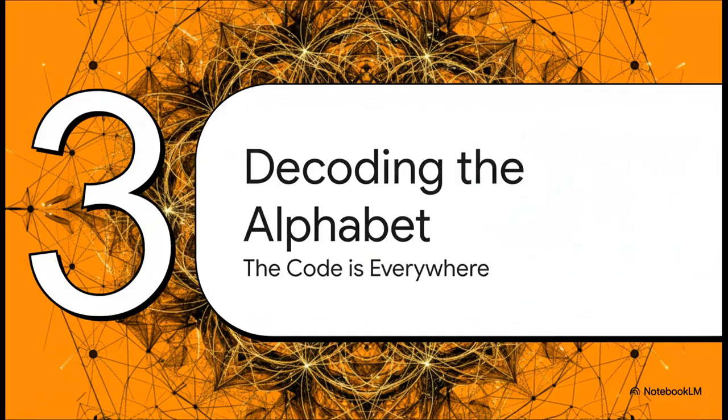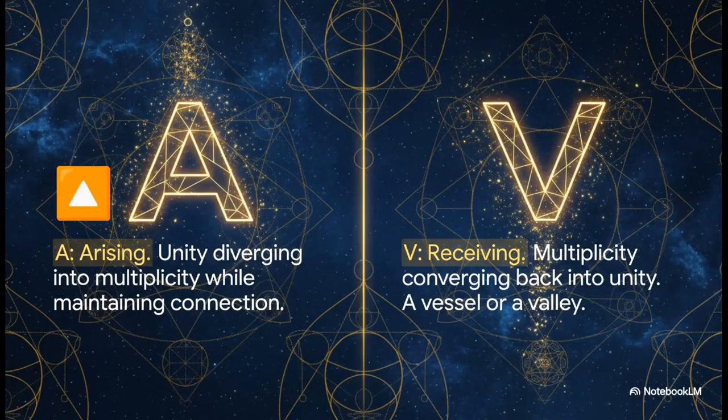So now that you've seen the code in A, your brain is probably already jumping ahead. Because this isn't just a one-off trick. It turns out to be a system-wide code. Let's start decoding the rest of the alphabet and see just how deep this goes. Just look at this. It's so elegant. You take A, the pattern of arising, and what happens if you just flip it upside down? You get V. It's the perfect geometric and conceptual inverse. It's no longer a peak, it's a valley. It's not arising, it's receiving. It becomes a vessel. The two letters are a dynamic pair, literally mirror images of a fundamental process.